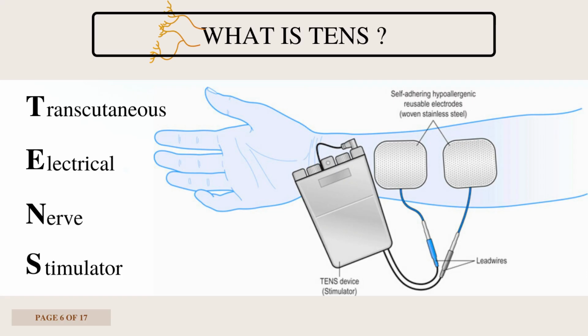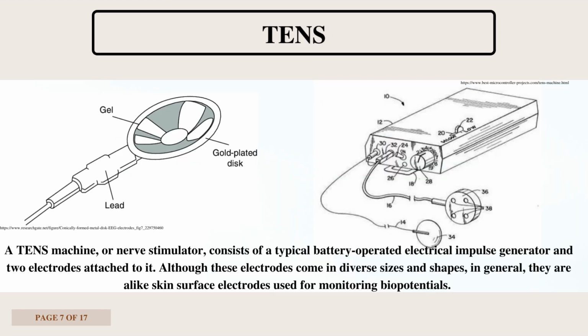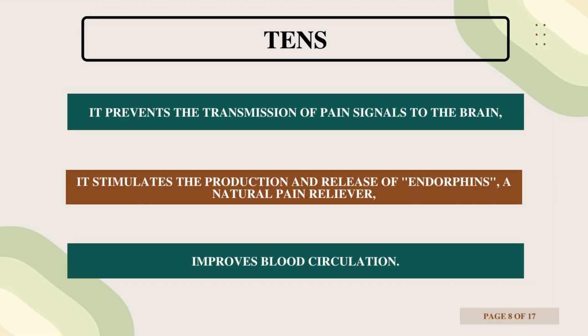The gate theory just describes the general explanation for the idea behind transcutaneous electrical nerve stimulation for pain relief. A TENS machine or nerve stimulator consists of a typical battery operated electrical impulse generator and two or four electrodes attached to it. Although these electrodes come in diverse sizes and shapes, in general they are like skin surface electrodes used for monitoring biopotentials.